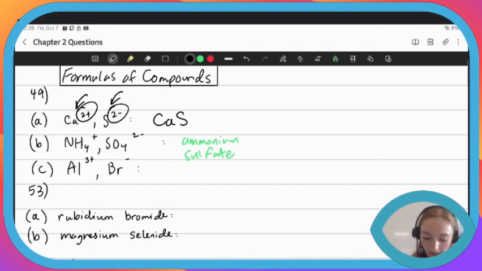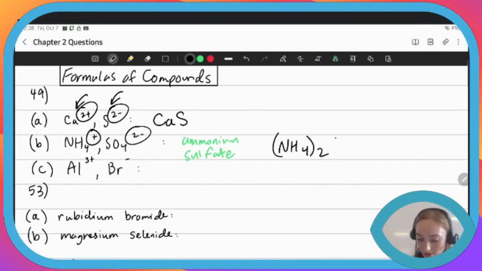Since we have a +1 charge and a 2 minus here, we need 2 ammoniums to balance out the sulfate. So what that'll look like is NH4, we'll have 2 of those, and then the SO4 goes on the right. So that's how that compound would look.